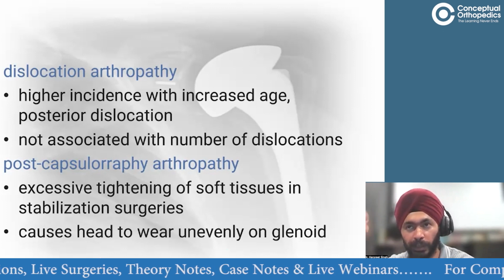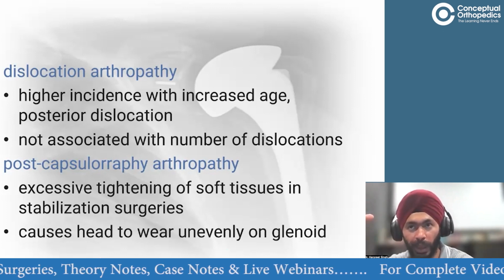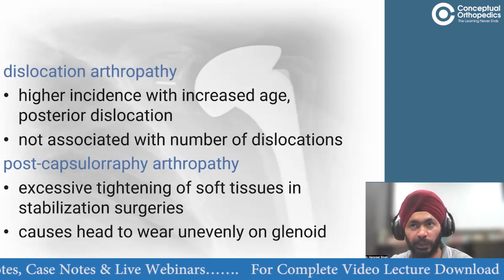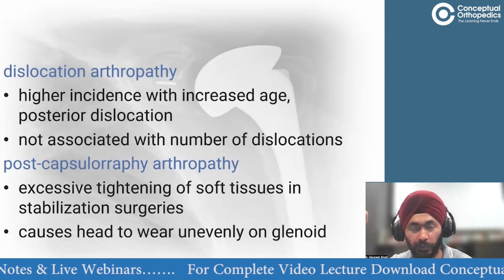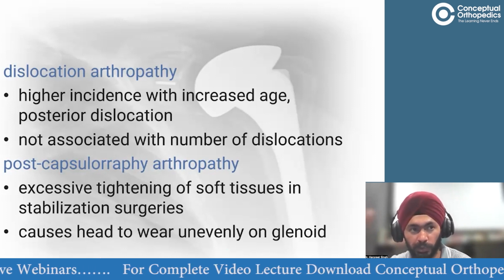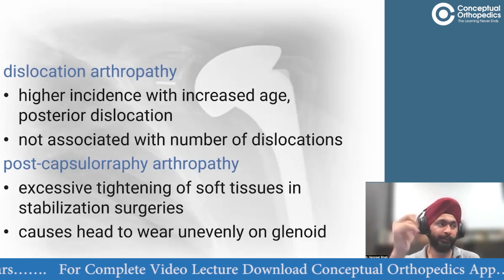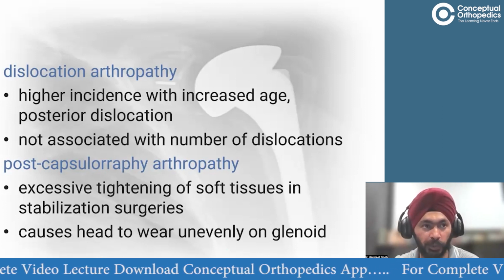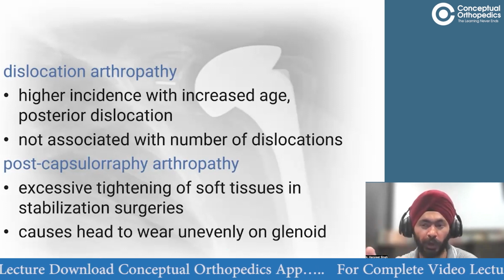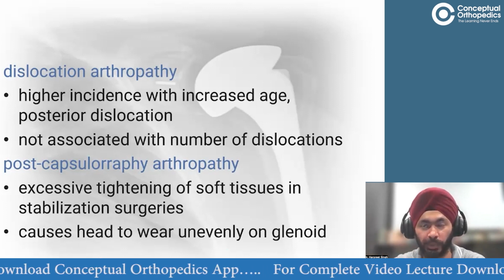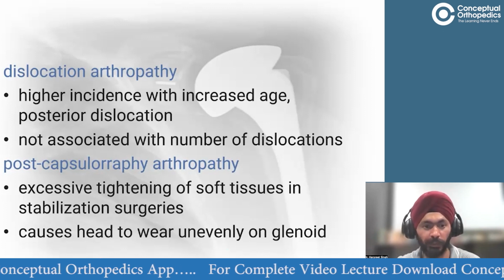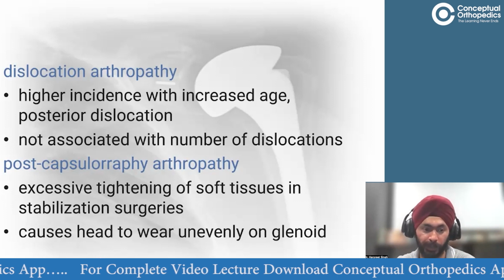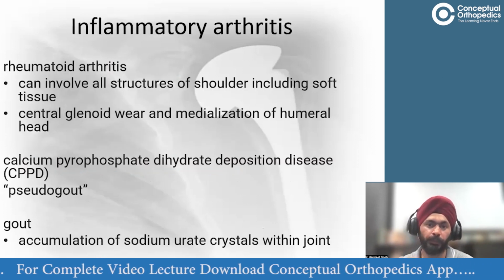We used to do a thermal necrosis of the posterior capsule, and as a result, the posterior capsule used to shrink, and that led to shrinkage of the volume of the capsule, so the shoulder becomes tight. But this led to a very high incidence of post-capsulorrhaphy arthropathy. Not very common these days with the kind of anatomical procedures we are doing, but still, it's a form of arthropathy you should remember and should be on your pen when you're writing down an answer.